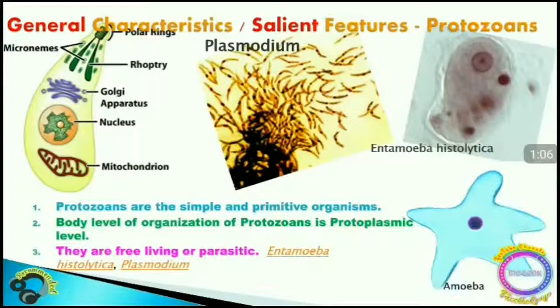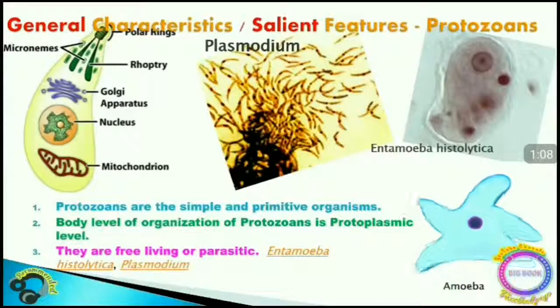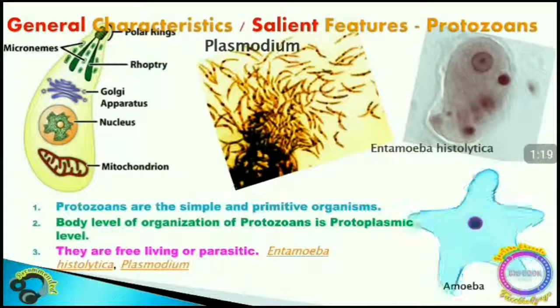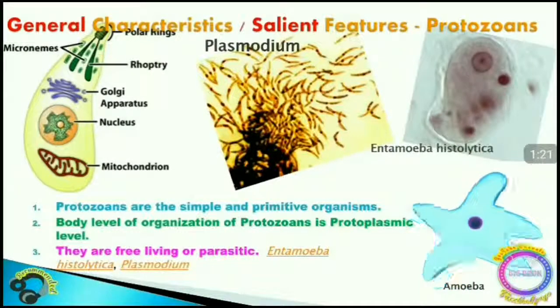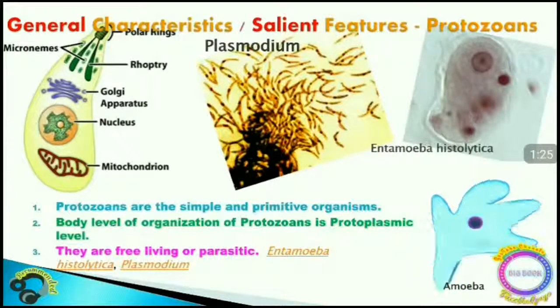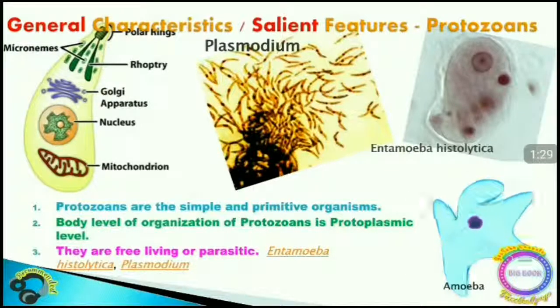So they are free living and parasitic. They are free living, independent living, and parasitic also. They are going to live within the host. Here Entamoeba histolytica and Plasmodium vivax are the parasitic kind. Free living are amoeba and also paramecium. So these are the examples.